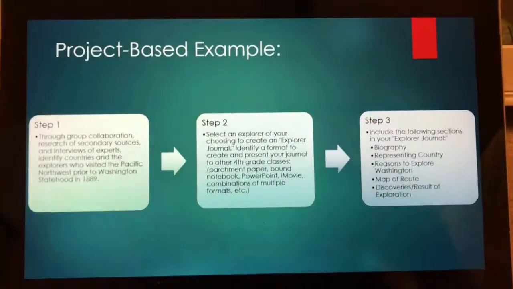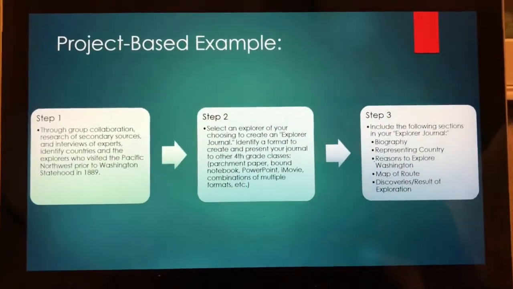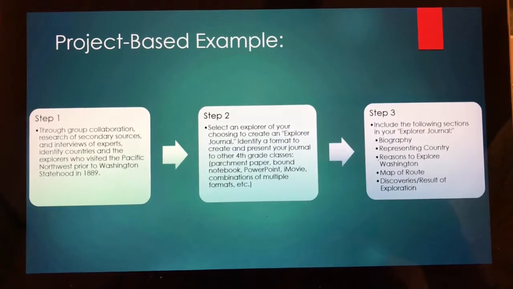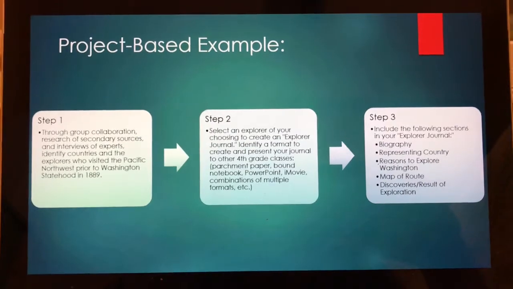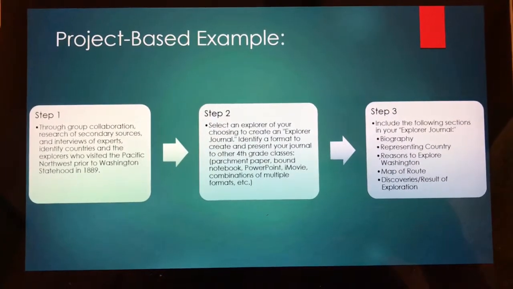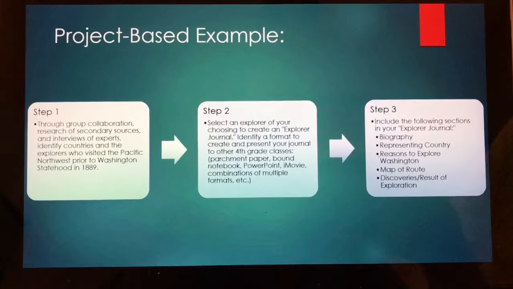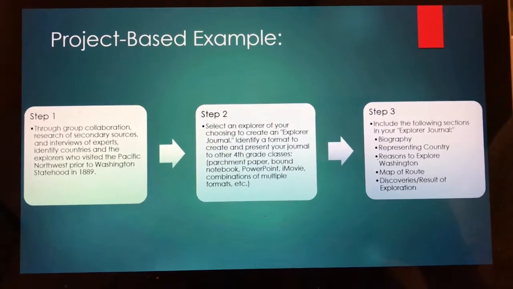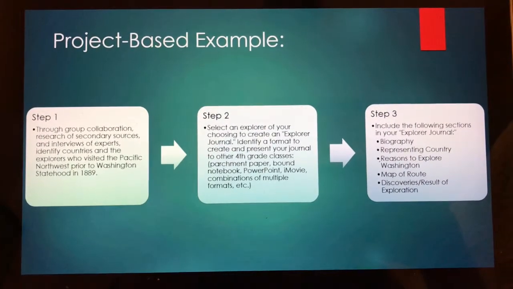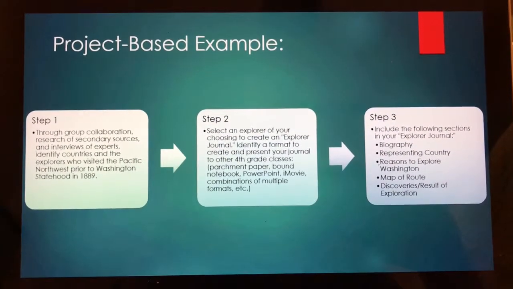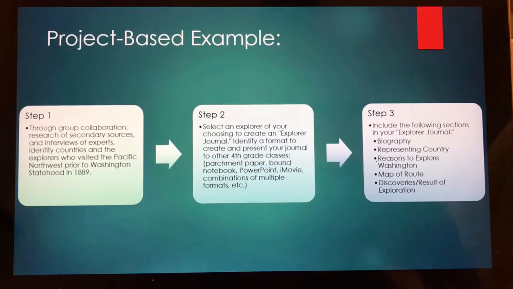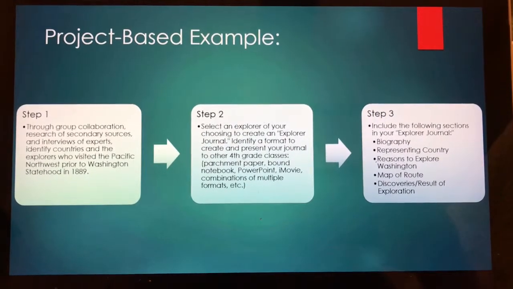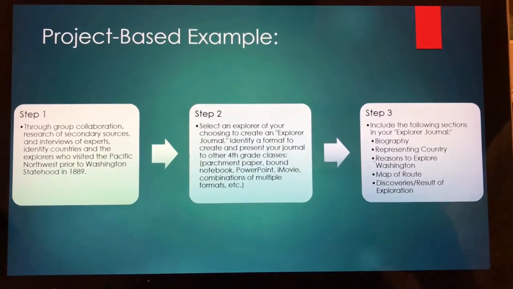Here's an example of what that might look like in a 4th grade classroom. The first step in describing this is to think of the project that students will be actually creating. And it's broken down into 3 steps. Step 1 is through group collaboration, research of secondary sources, and different interviews. Students will identify countries and explorers who visited the Pacific Northwest prior to Washington statehood in 1889. The project students will be doing is creating an explorer journal.